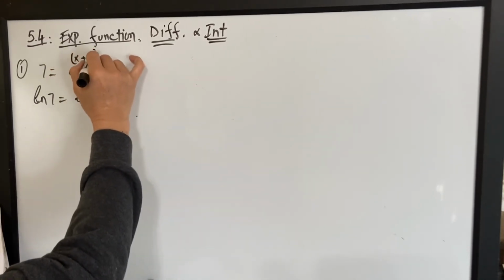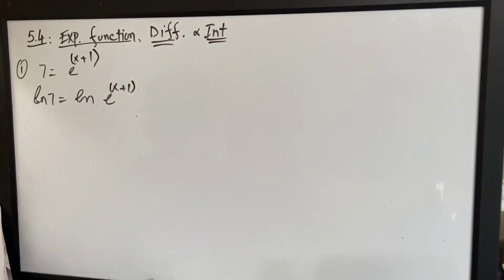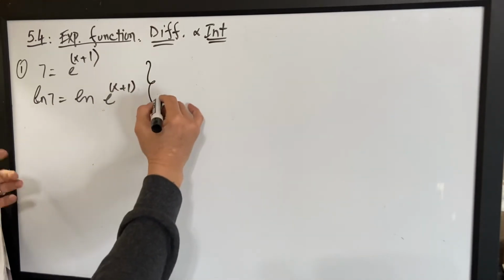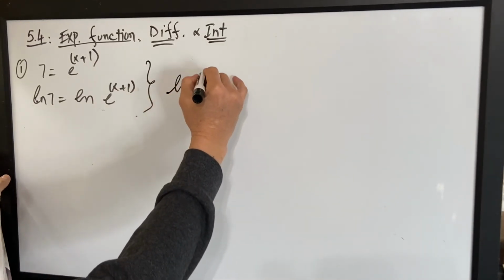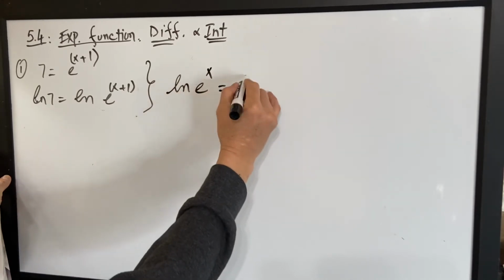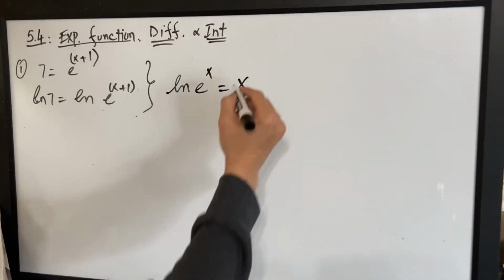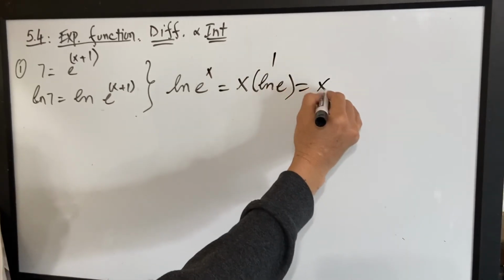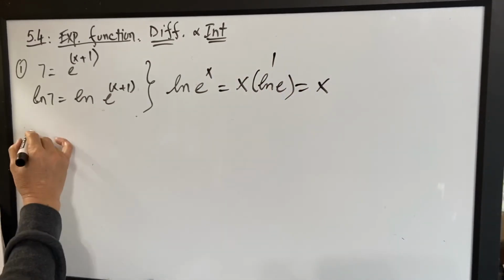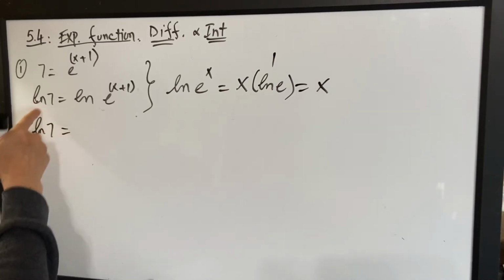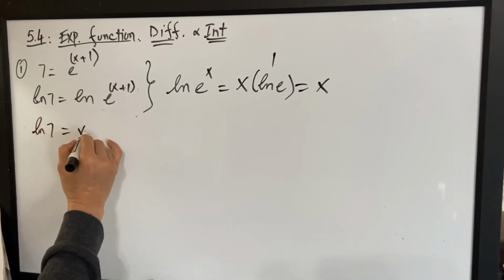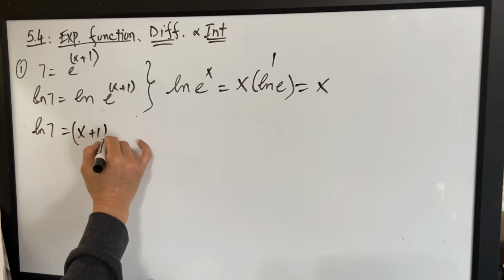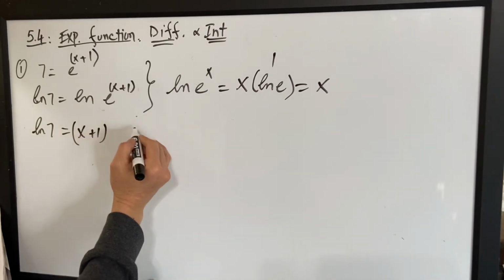There we go. So now, applying the property. What property? I just did with you. Ln e to the x equals what? X itself. Technically, that's ln e, but since ln e is 1, therefore you got x. There we go. So this one right here is ln 7. That's the left-hand side. And that gives you what? X plus 1 to the ln e. And ln e is technically 1.